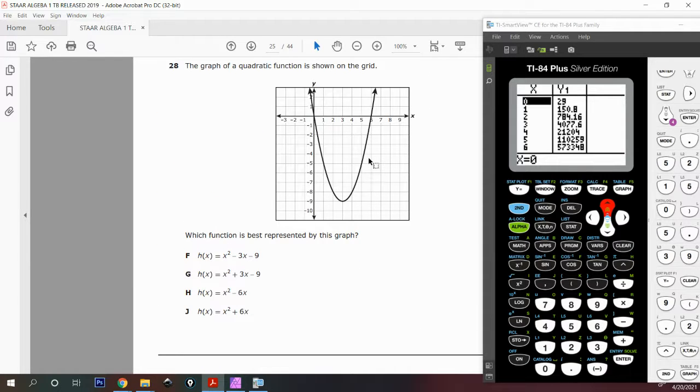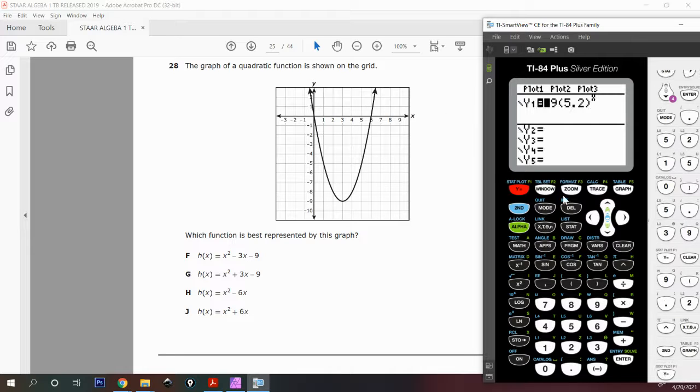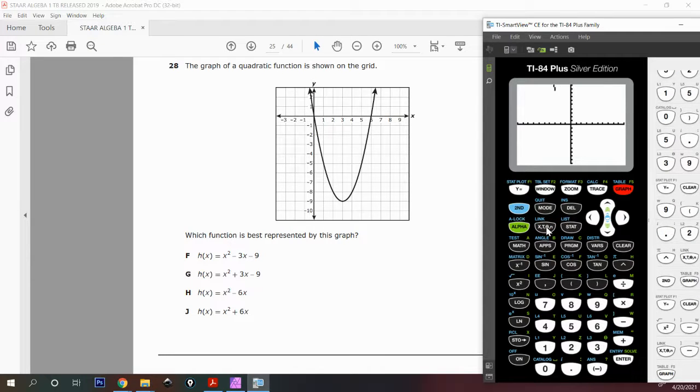Which function is represented by this graph? Okay, so let's just try to graph them. So I got x squared minus 3x minus 9. And I'm going to hit graph. That looks pretty close, but it looks like it dips off too much. So we're going to call this a maybe. That's kind of close.